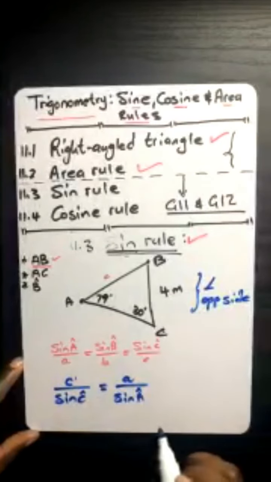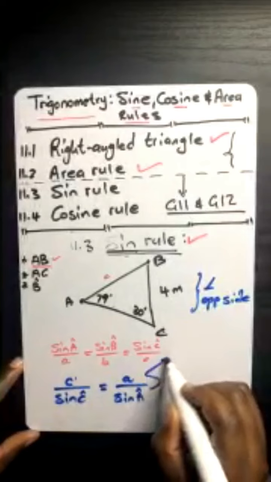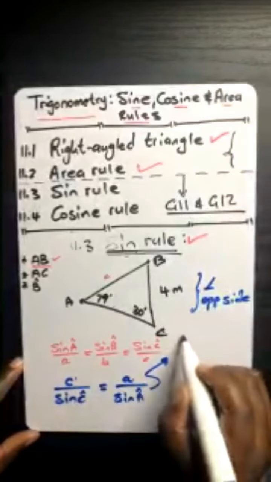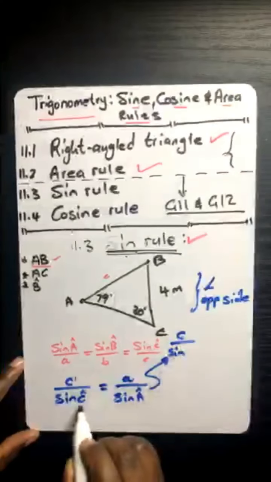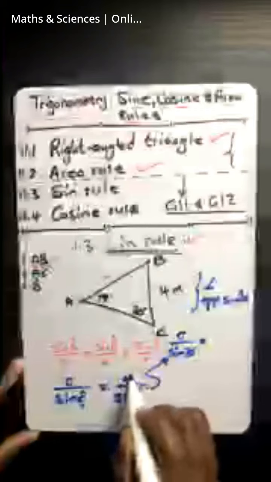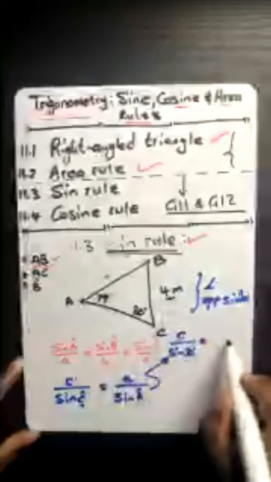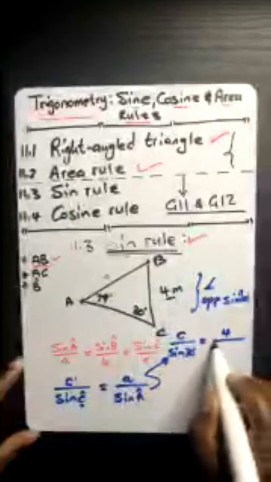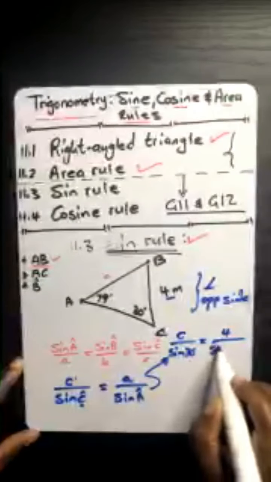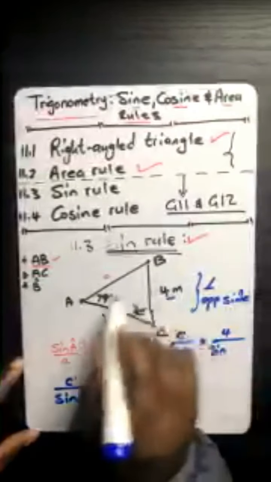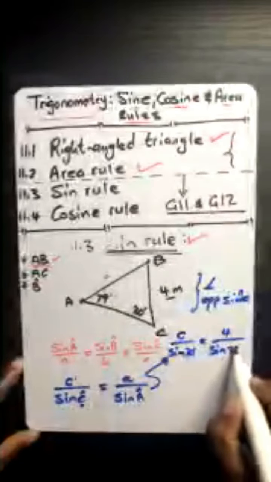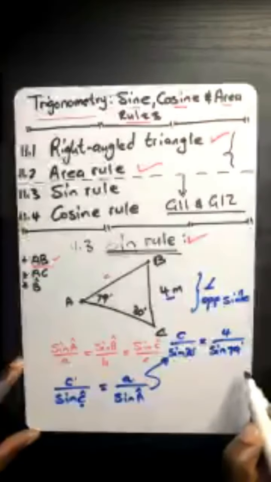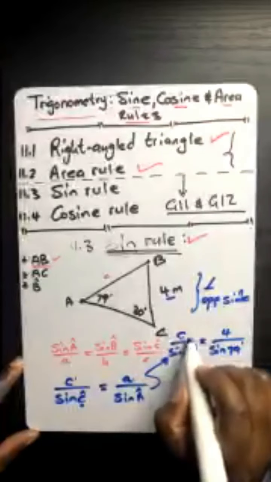So if we have to substitute, let me rewrite that over there. Obviously, we know it's c over sine of, what is angle C? Is it not 30, guys? It's 30 degrees. Equals to, what is the side a? Is it not 4? It is 4. Bantu bagiti. Sine of, what is the opposite angle? Opposite angle is 79 degrees. So can you see? This is what I'm looking for.